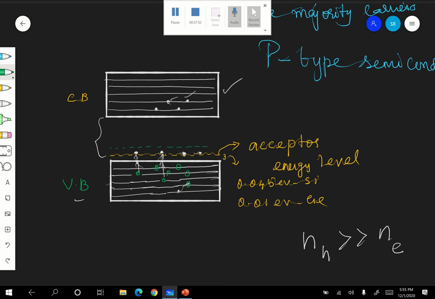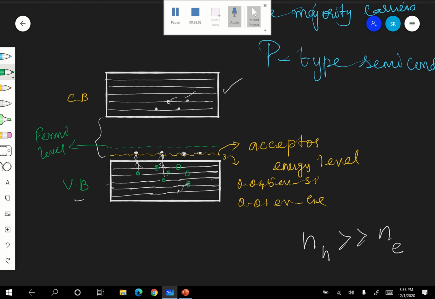Okay, towards the valence band. It is the Fermi level. In the case of n-type semiconductor, it will be going towards the conduction band. But in the case of p-type, because here the dominant carriers are positively charged holes in the valence band, the Fermi level will be shifted towards the valence band. Is it clear? So this is about p-type semiconductor.